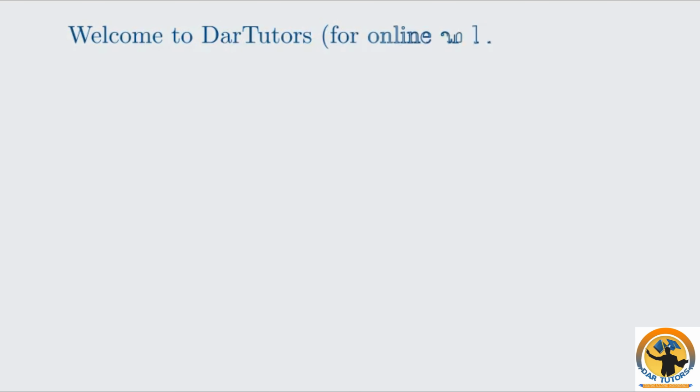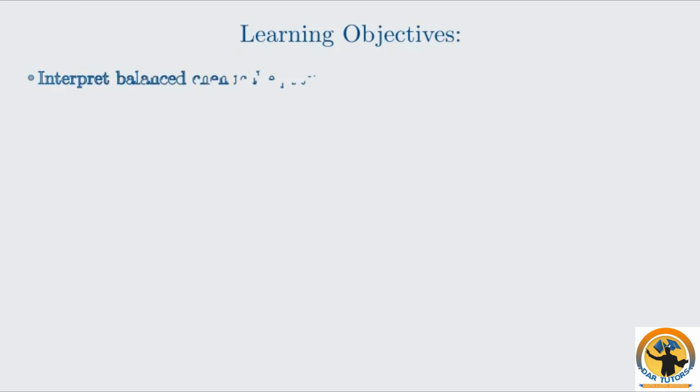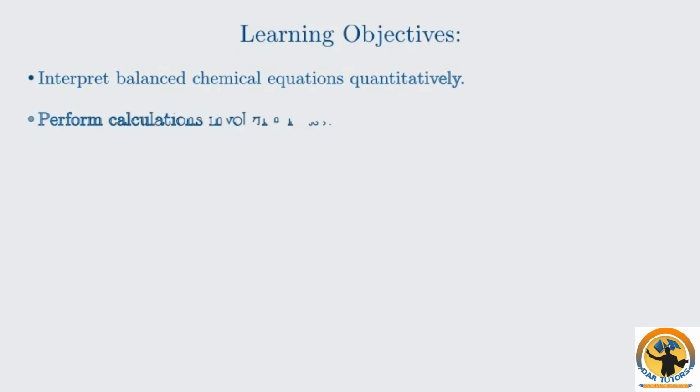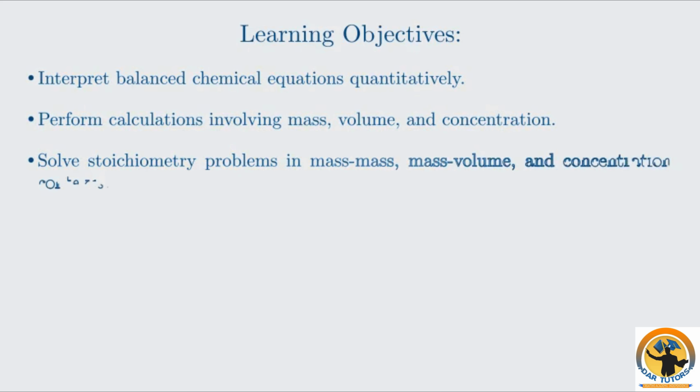Welcome to DAR Tutors. Today we're covering R2.1 from the IB Chemistry Higher Level Curriculum, the amount of chemical change. In this video, you will learn to use chemical equations to calculate reacting ratios and determine the amounts of reactants and products. Specifically, we will cover four types of stoichiometry problems: mass-mass, mass-gas volume, gas volume, and concentration problems.